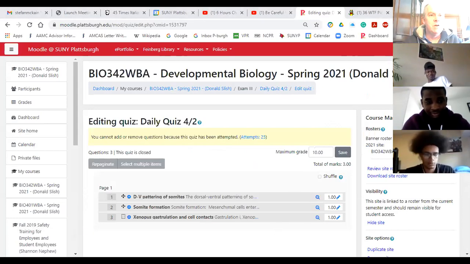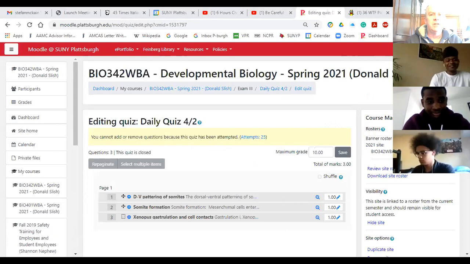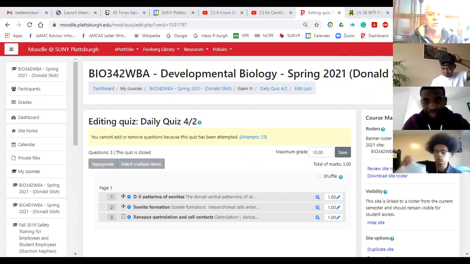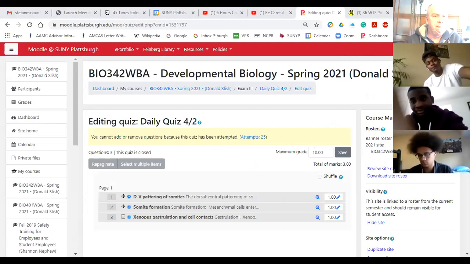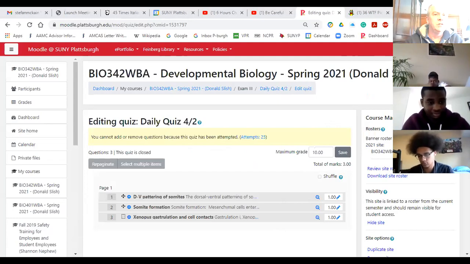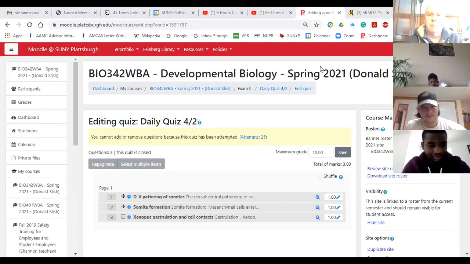Okay. Dorsal ventral patterning of somites, dorsal ventral, is induced by gradients of several factors. The ectoderm and dorsal neural tube release, I believe it's Wnt. Somebody's chatting me. I cannot see it. Damn it. I do this every time. New share.